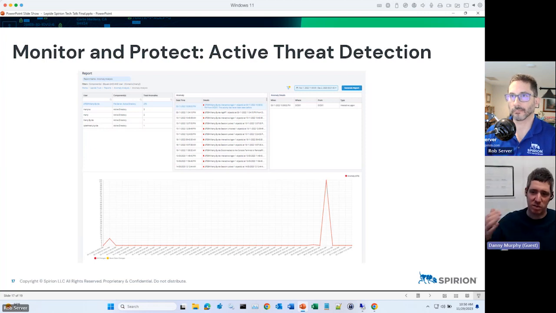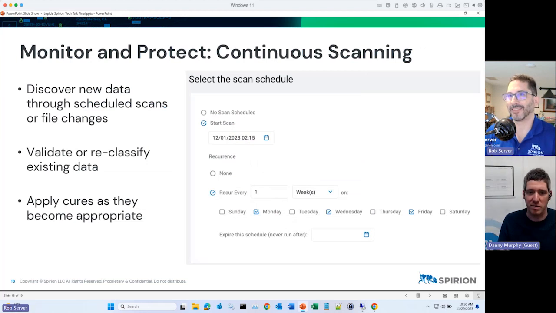And I did previously mention as well, Rob, but I think it's really important that we reiterate that this is a continuous process. So we need to be reviewing these reports. We need to be adjusting these rules. We need to be running these scans all the time. You're stealing my thunder. This is my last slide, but it's absolutely correct.